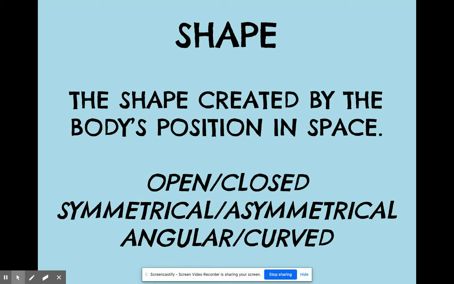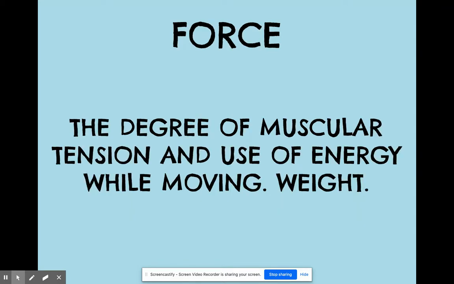The shape is created by the body's position in space. So your body shape can be open or closed, symmetrical or asymmetrical, angular or curved. Those are just some examples. That is how you are bending your body's position.